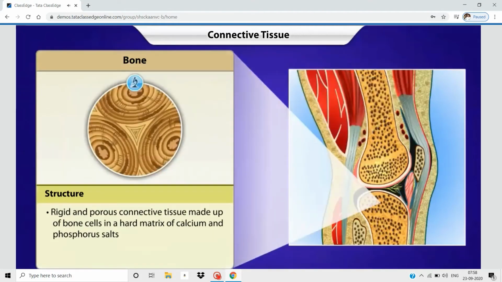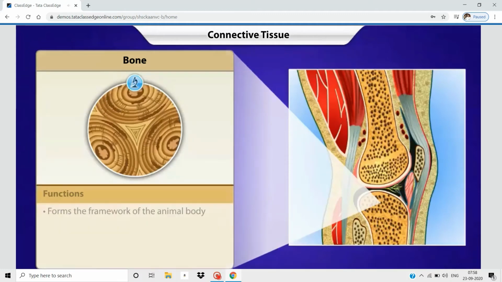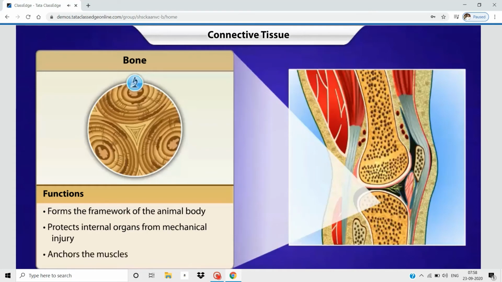Bone is a rigid and porous connective tissue made up of bone cells in a hard matrix of calcium and phosphorus salts. Bone forms the framework of the animal body. It protects internal organs from mechanical injury, also anchors the muscles.